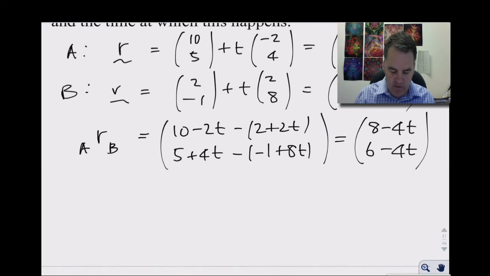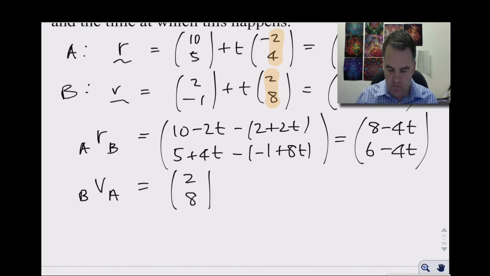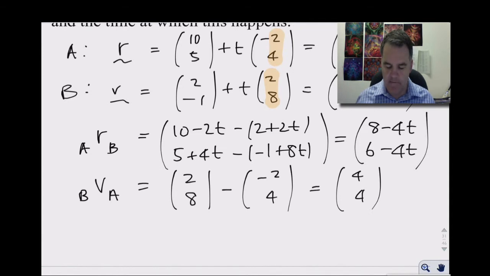Now we want the velocity. So we're going to do VBA. Notice I've swapped them around here. So the velocity of B, let's just look at it now. We're just focusing on the velocities, okay? So just these bits here. So that's 2, 8 minus -2, 4. And that gives me 4, 4. All right, cool. Now, we're going to say that the dot product of those two things there is going to be equal to 0. That's what we're looking for.